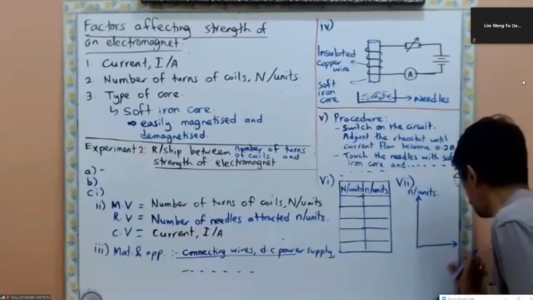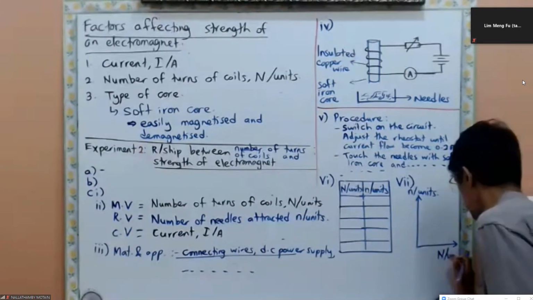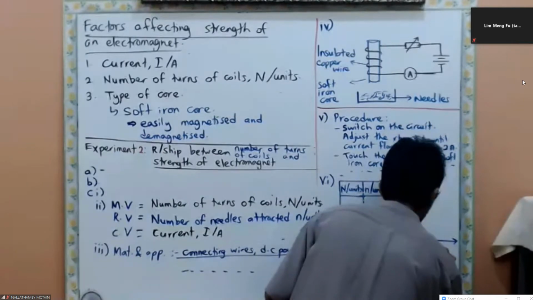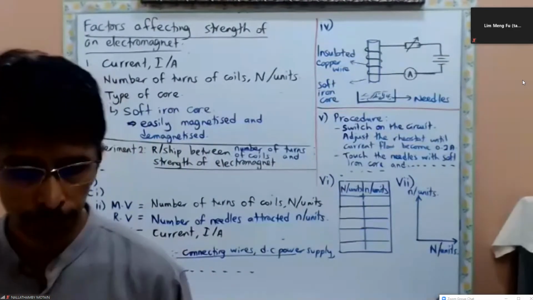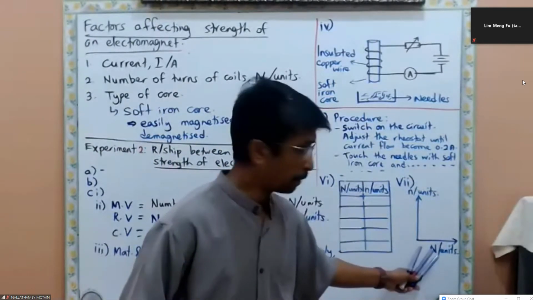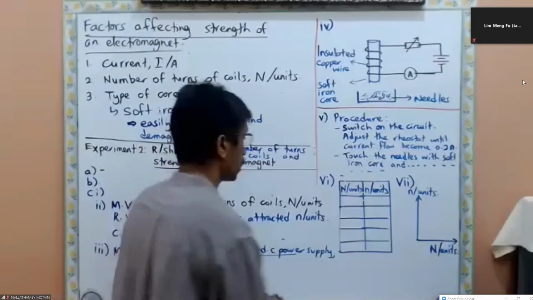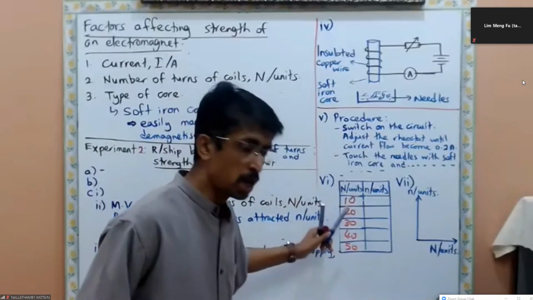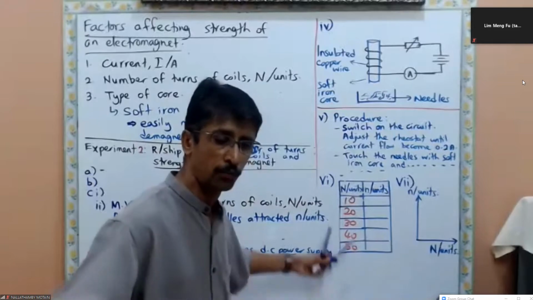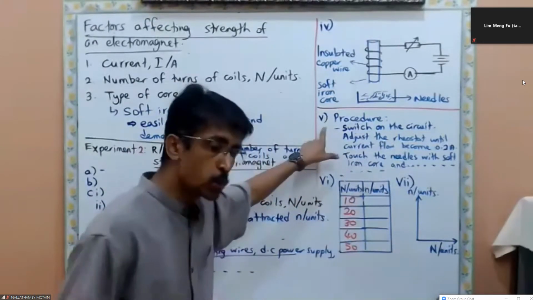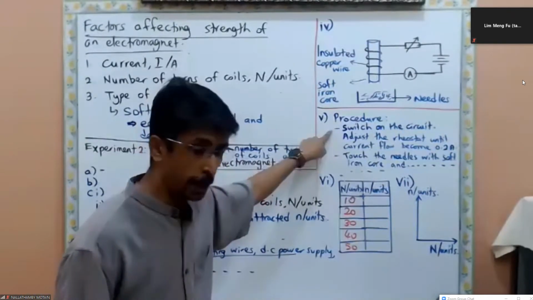We come to the graph. Here we write N and units, to represent the number of turns of coil. The manipulated variable must be on the x-axis, the responding variable on the y-axis. Procedure only, leave it first. The number of turns of coils can be 10, 20, 30, 40, 50, or 20, 40, 60, 80, 100, or 100, 200, 300, 400, 500, no problem. Now we come to the procedure. Complete the last two, then towards the end only you write the procedure.